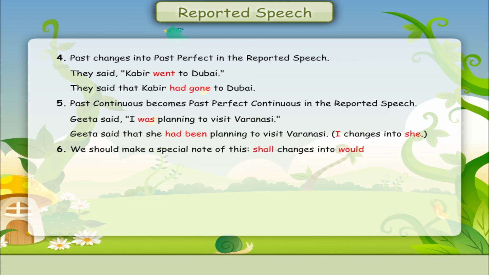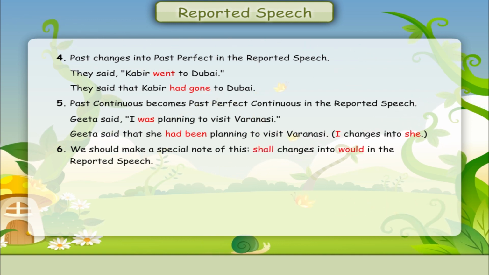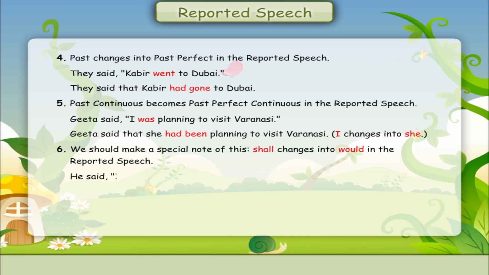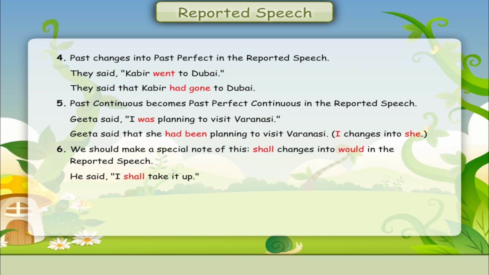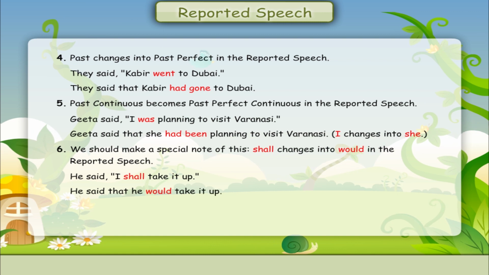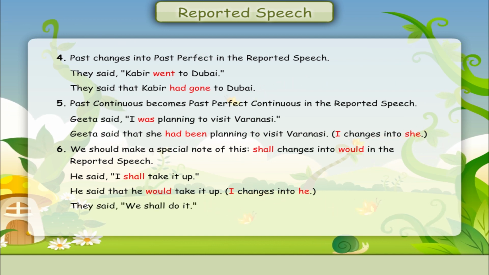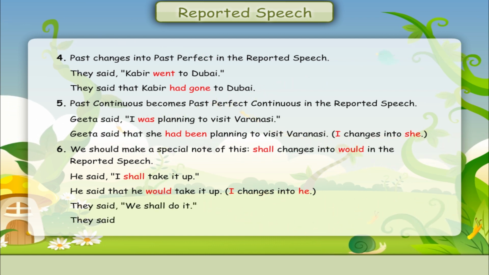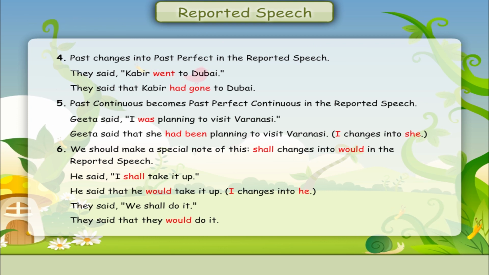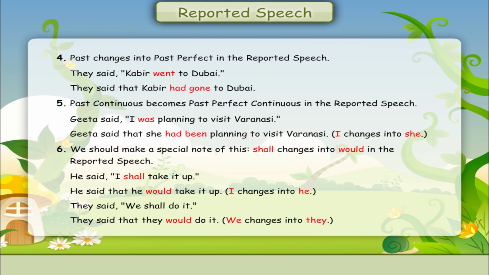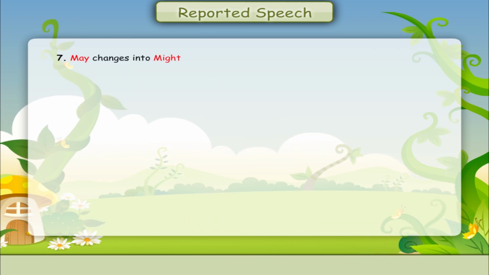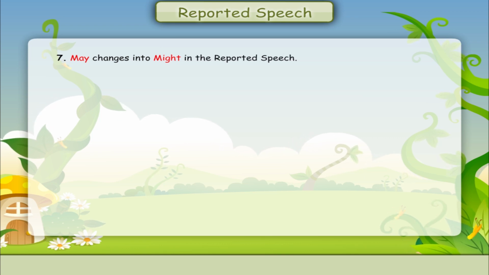Shall changes into would in the reported speech. He said, I shall take it up. He said that he would take it up. I changes into he. They said, we shall do it. They said that they would do it. We changes into they.